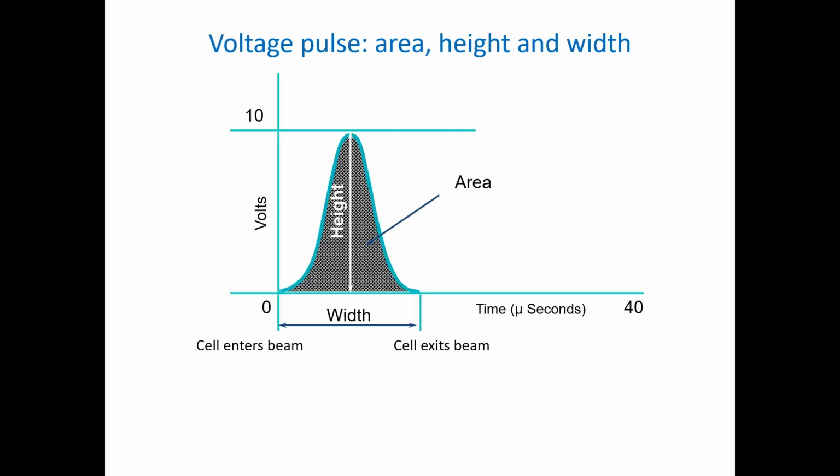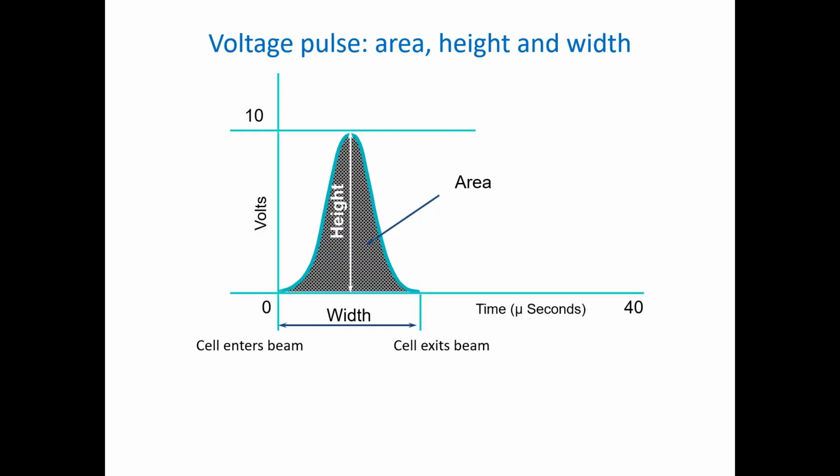There are 3 measurements we can make on the voltage pulse: the area of the pulse, which is the measurement from the time the cell enters until the time it exits the beam; the height of the pulse, when the cell is maximally excited in the center of the laser beam; and the width, which is the amount of time it took for the cell to traverse the laser beam.